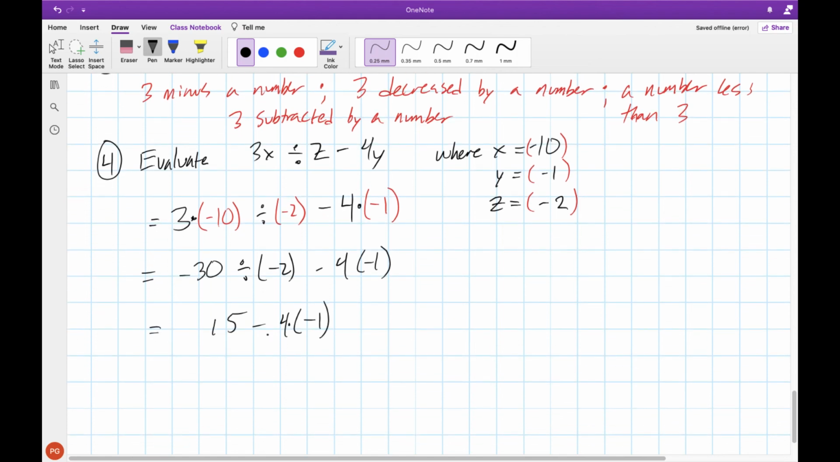This multiplication here, we've got negative 4 times negative 1. We've got a negative and a negative. That would give us a positive when we multiply. So this is going to be 15 plus 4. 15 plus 4, that would give us an answer of 19.